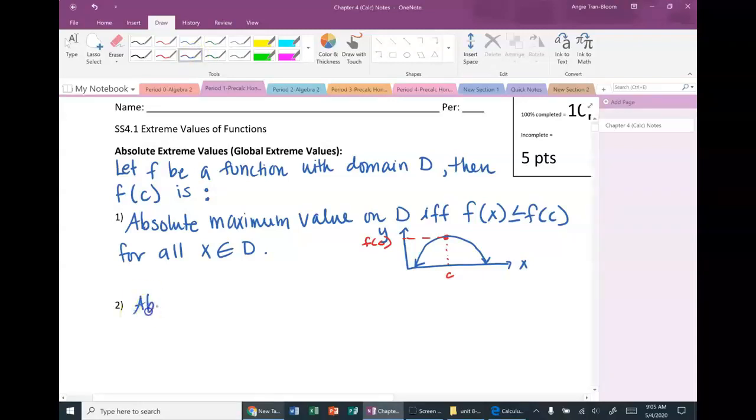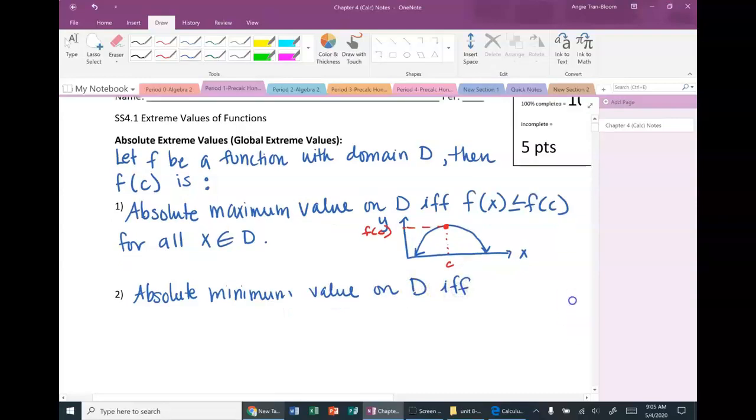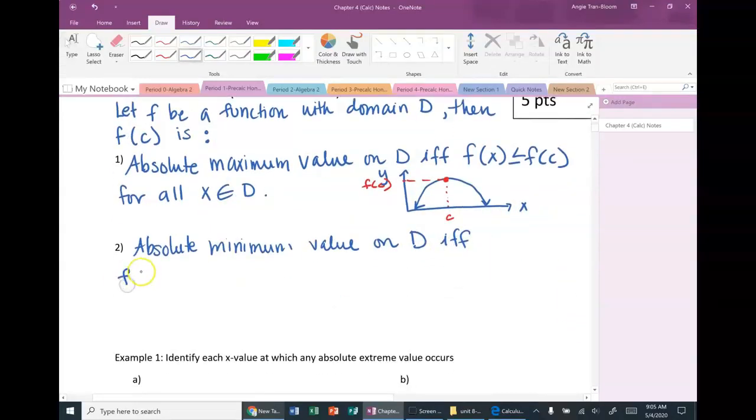And an absolute minimum is going to be very similar. An absolute minimum value on the domain if and only if f of x is greater than or equal to f of c for all x in the domain. So very similar.